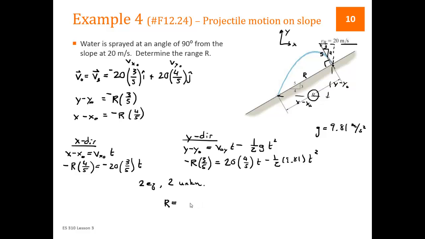So now we have two equations and two unknowns. We can solve for r equal to 76.454, and t equal to 5.098 seconds, and r is equal to that in meters.